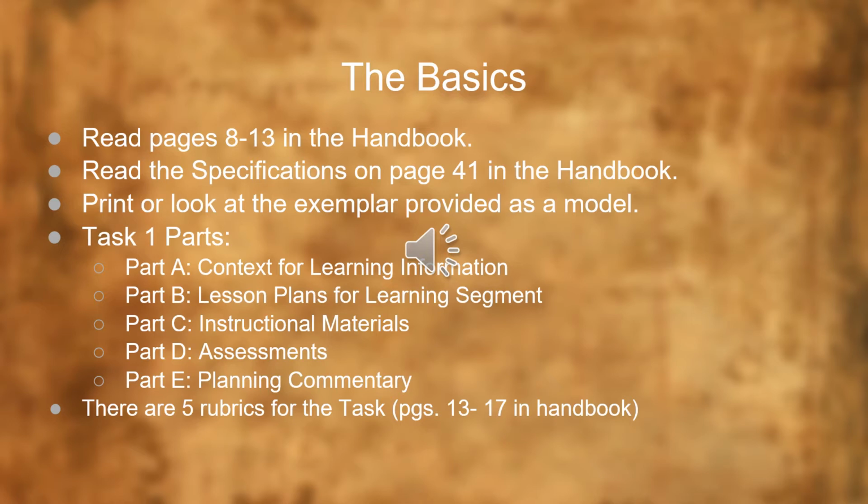Part C is your instructional materials, or the actual materials that you use to teach those lessons. Part D is going to be your assessments, and that's assessments for these specific lessons. And Part E is going to be your planning commentary. This is where you're going to write all about your lesson plans and all about your assessments and explain why you're doing what you're doing. This is really important, and this is the part where they really look at what to grade. You want to be able to be reflective and show what you know on that. So we're going to go over all of those in a little bit more detail.